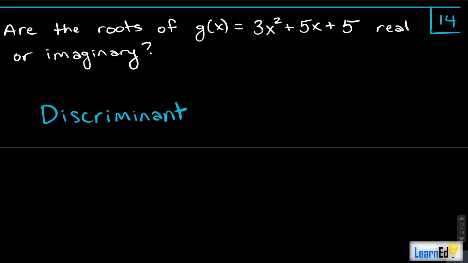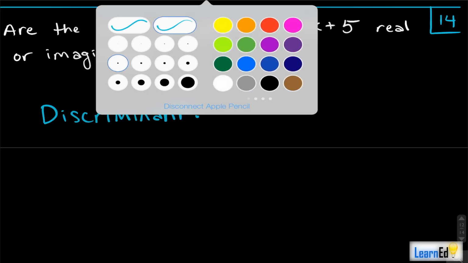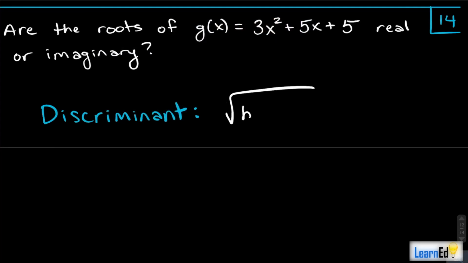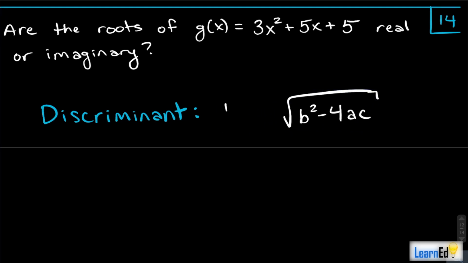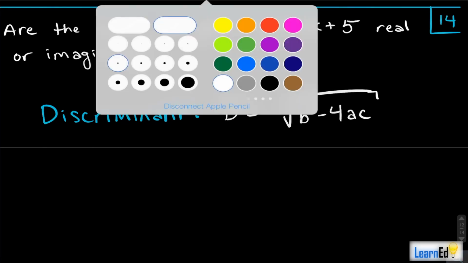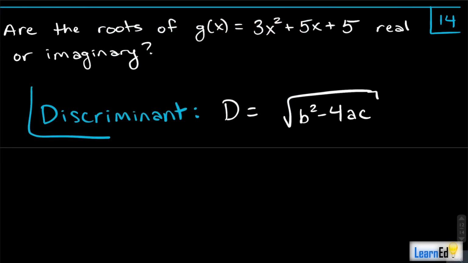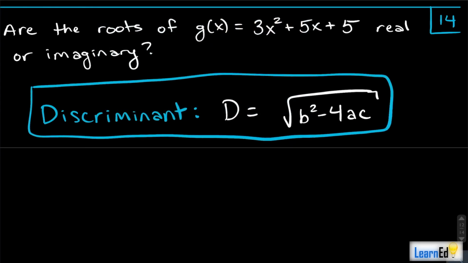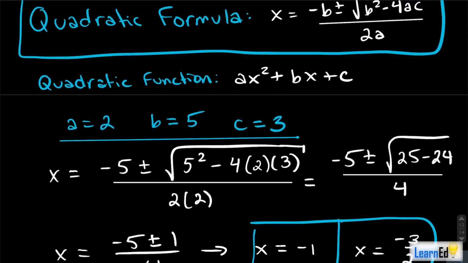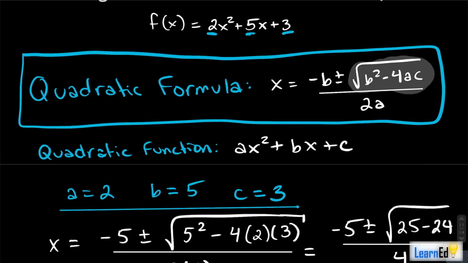Okay, and I'll show you where the discriminant comes from. The discriminant is the square root of b squared minus 4ac. Sometimes it's labeled as d, so you can just say d equals the square root of b squared minus 4ac. Now if that sounds familiar, you are right. It is familiar because the square root of b squared minus 4ac is right here. That's your discriminant.